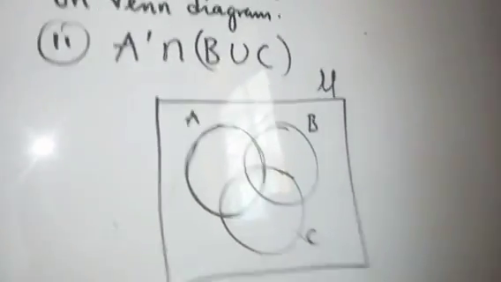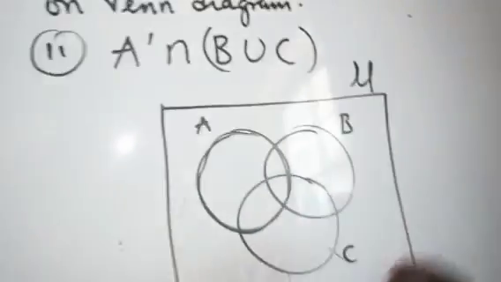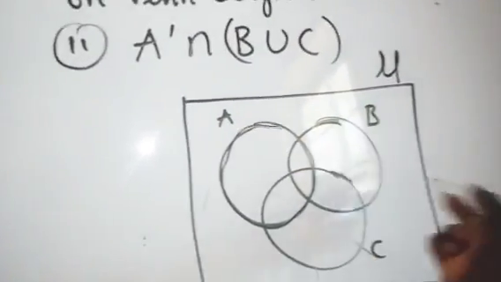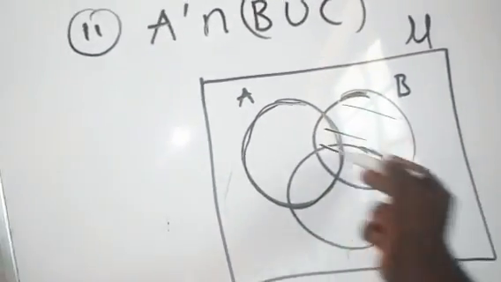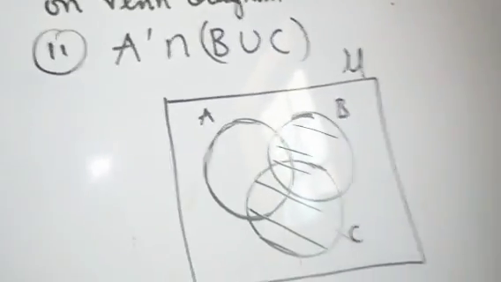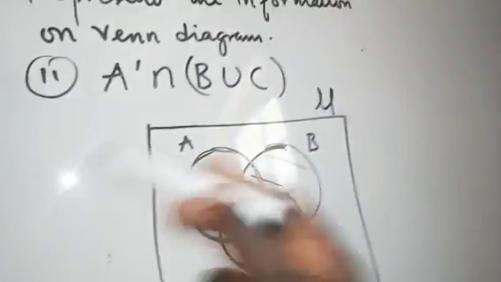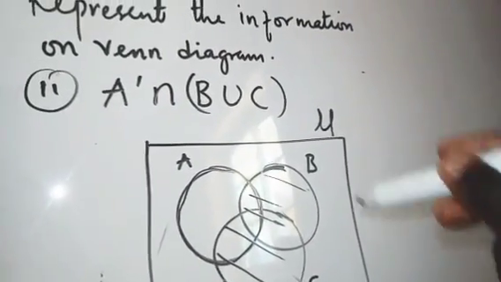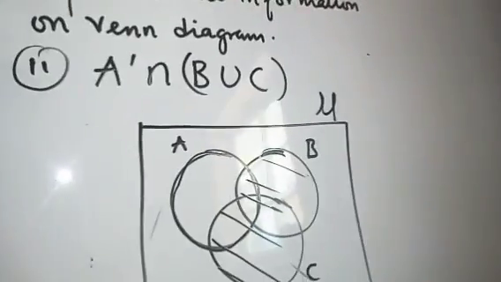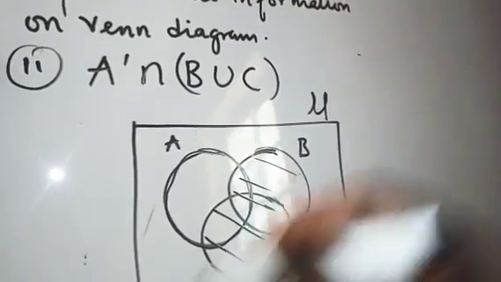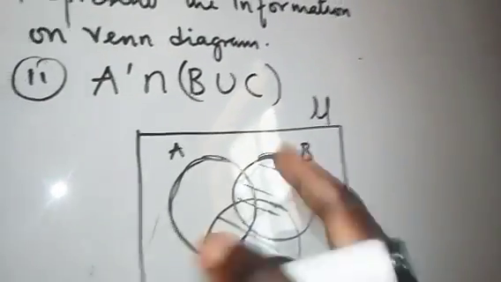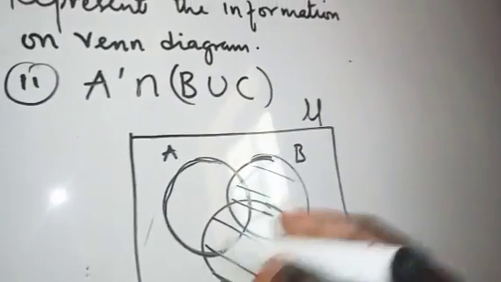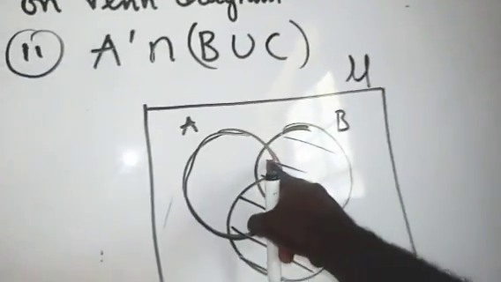Those are the elements of A prime. But the question says also B union C. What is B union C? That is the joining of the elements in B and C together. It contains all these. But what you are looking for here is A prime, those elements that are not in A, and they are also common to that of B union C.